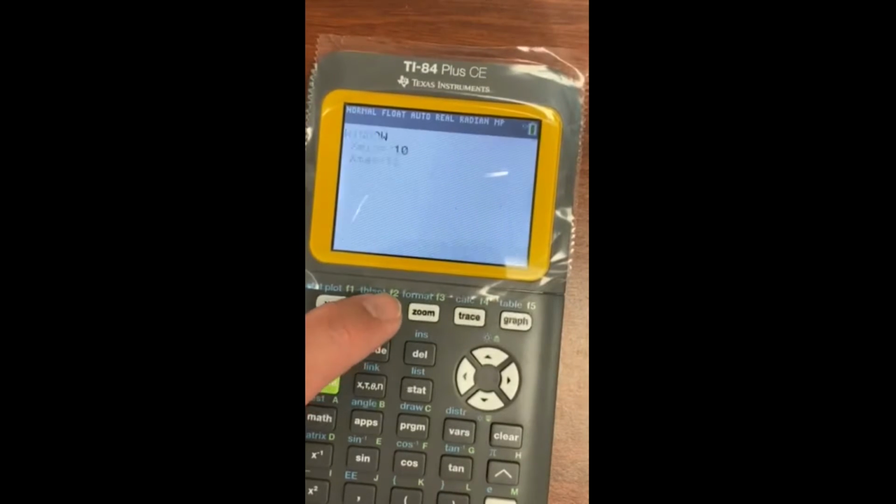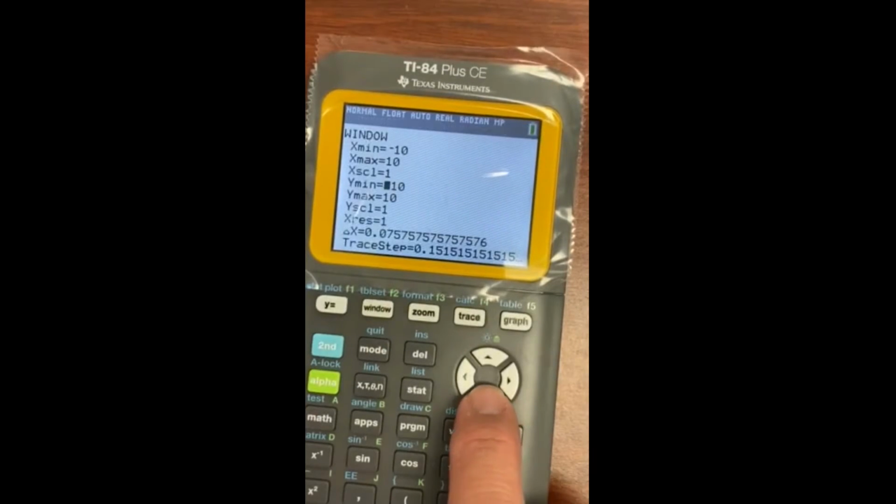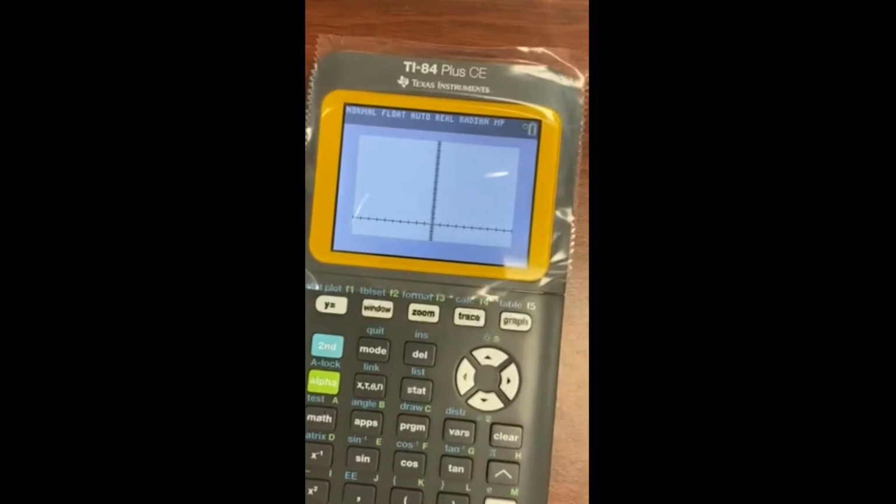So I'm gonna hit the window here and go to the Y max. Y max means the top portion. Right now it's only 10. If I make it, let's say, 50 there and hit graph, you will see that I can see now the turning point on the top portion of my polynomial. Now look at this side here. I can see the bottom portion. That's the y minimum, the lower portion of the y-axis.